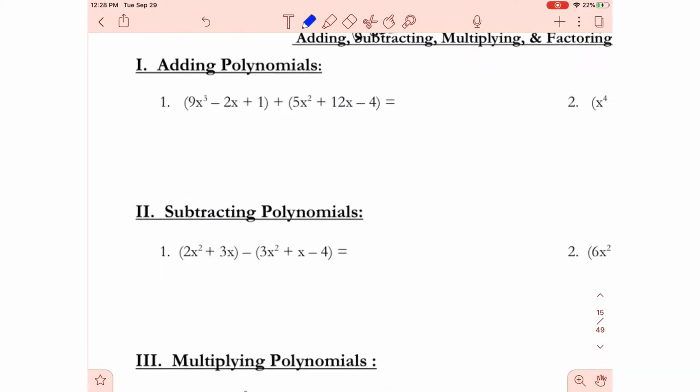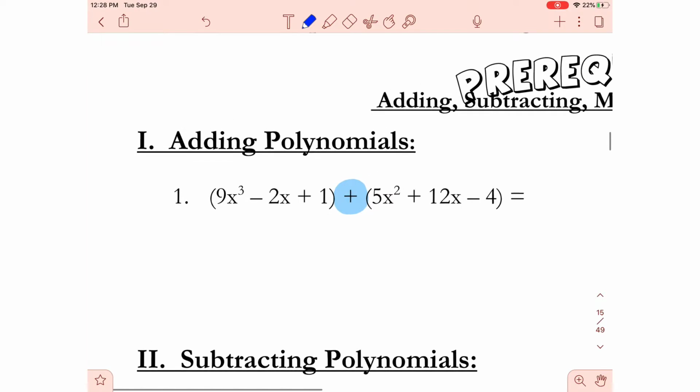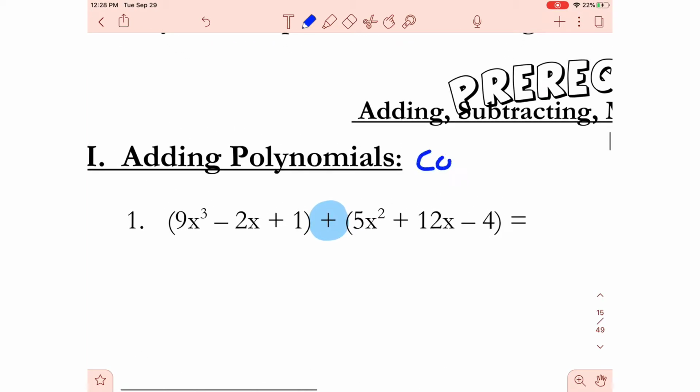So before factoring, we often talk about polynomial operations, meaning adding, subtracting, multiplying, dividing, okay? So today I'm going to add, subtract, and multiply polynomials with you. The first part is adding, and I know it's an addition problem because there's a plus sign between the parentheses. And when I add polynomials, I literally just combine like terms. You can pretend like these parentheses aren't even there.